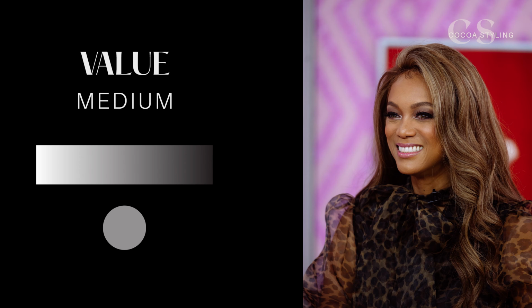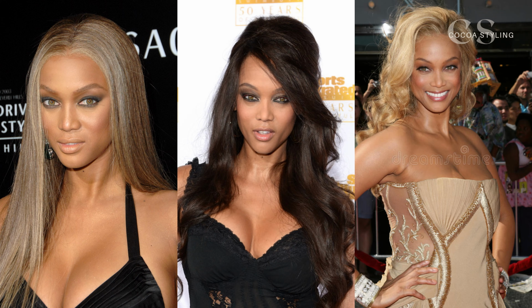Value. As a true soft autumn, she has a medium value level. This means that her colors aren't necessarily light or dark. Here's a comparison of her in different hair colors, and how that influences the intensity of her features. Chroma. Tyra has a low saturation level. Her features kind of blend together, so they can easily get overpowered by very strong colors. She does look her best when her colors are not super loud, which would perfectly describe a soft autumn.